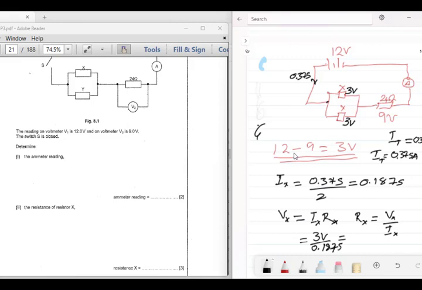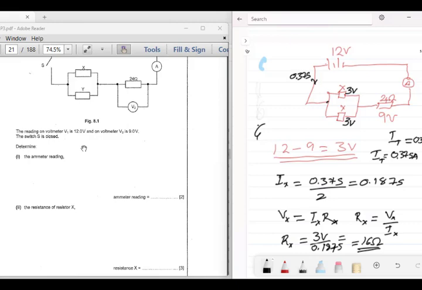So the answer Rx is actually 16 ohms. So this is the answer, guys. 16 ohms. As you can see, the questions are a little more complicated. You need deep understanding. This is the final exam, remember?